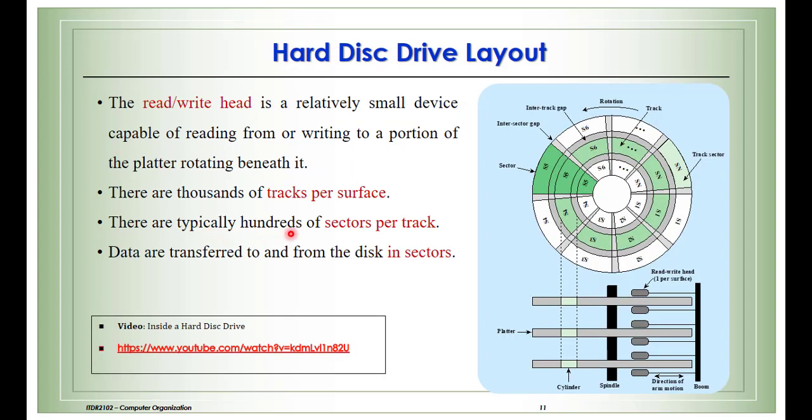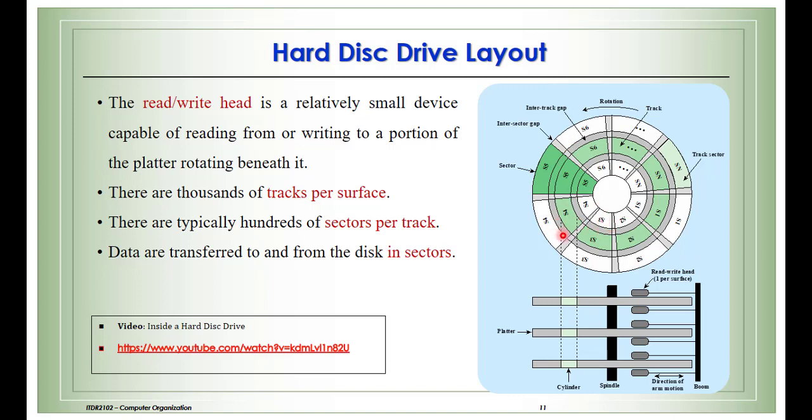Now, how is the hard disk drive or the magnetic disk drive structured? The hard disk, for example, is a collection of platters. You see this is a platter, and each platter has double surfaces, the top surface and the bottom surface. This circular diagram shows how the surface is structured.